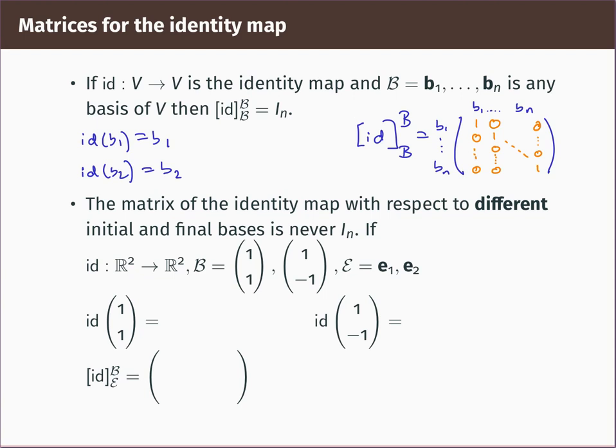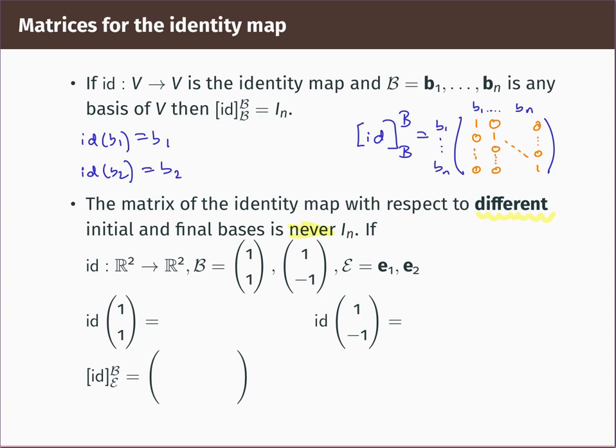So we have demonstrated my claim that the matrix of the identity with respect to the same initial and final bases is the identity matrix. But the matrix of the identity map with respect to different initial and final bases is never the identity matrix.